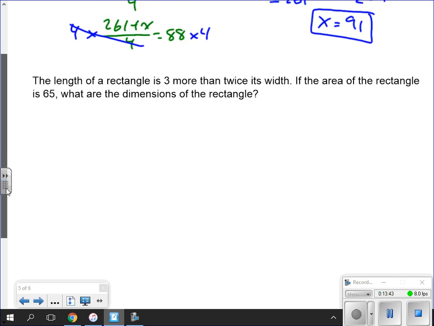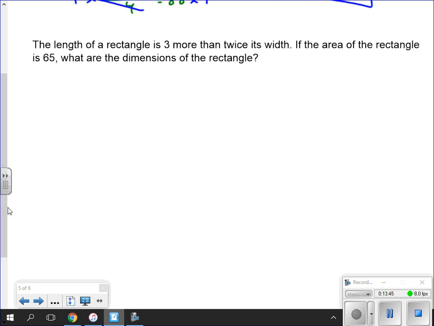Okay, this is probably the hardest one that's in there. So I have a rectangle. The length is 3 more than twice its width. 3 more, that means I have plus 3, twice its width, which means I have 2w. So I have 2w plus 3 is the length, w is the width. And the area is 65.